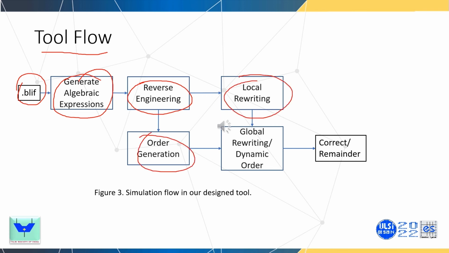In the last step, we perform global rewriting using dynamic variable ordering. The output of the simulation is either the circuit is correct or a remainder indicating the circuit is buggy. Moving to the next slide.